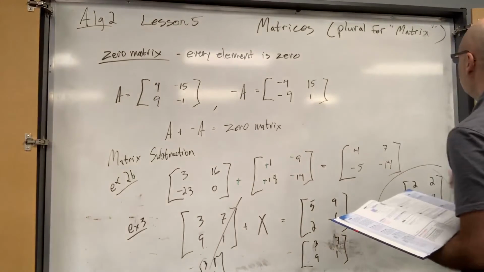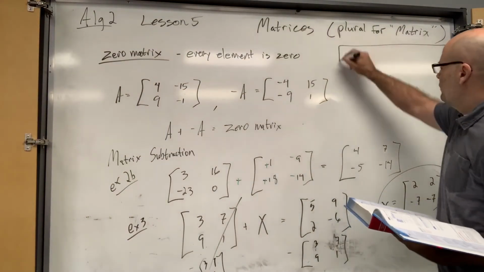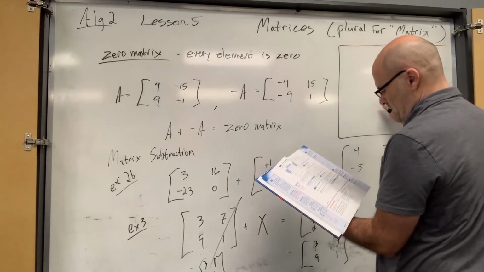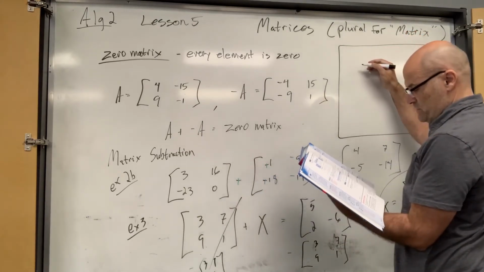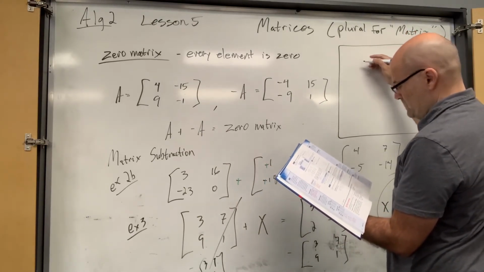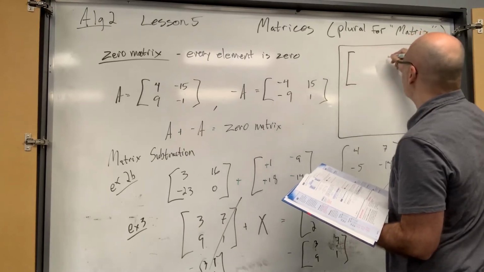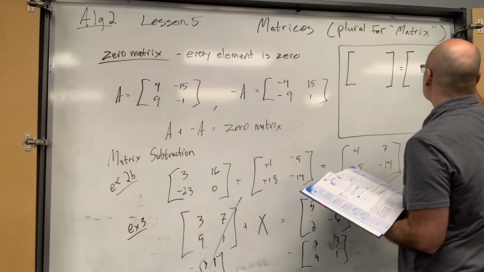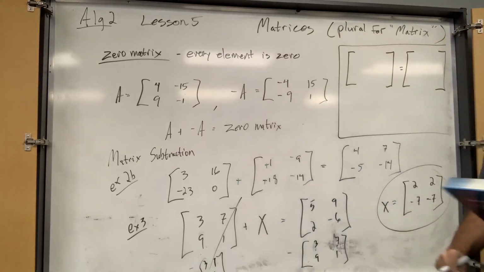Okay, and then it can go through individual positions of the matrix. Let's say that these two matrices are the same. Let's say that this matrix equals this matrix. And you're going to get a lot of these problems in your homework, and you're going to get them on your test.